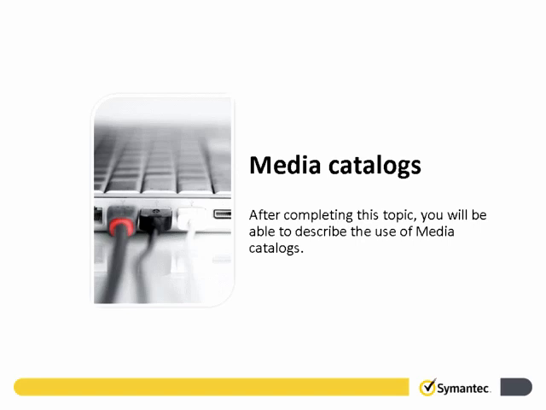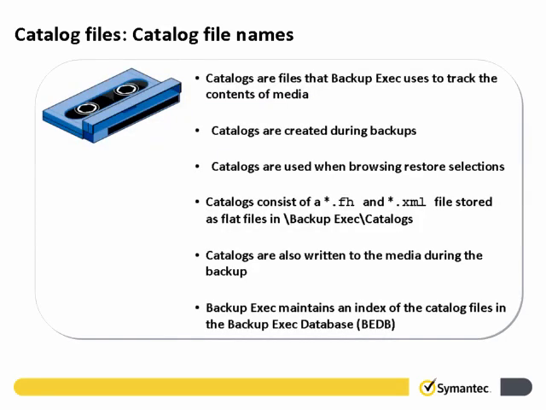Catalogs are how Backup Exec keeps track of what you backed up, where it came from, and where it went. When you do restores, Backup Exec is not reading the media, whether it's disk storage or tape. What we're reading is the catalogs. So let's take a look at the catalogs themselves. Catalogs are just files. They're flat files that are stored on the Backup Exec server. They're created at the time of the backup, and they're used to do restores.